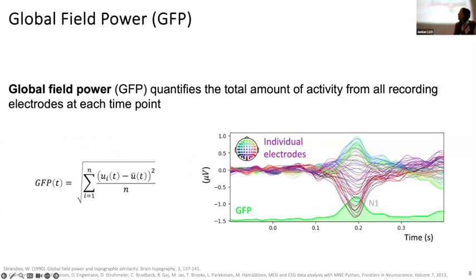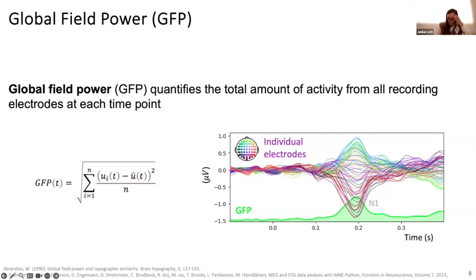So just two words about the two main methods I will show you today. One of the methods we used for the EEG is called global field power. It's a summary measure that quantifies the total amount over all recording electrodes. From the mathematical point of view, it is the spatial standard deviation across electrodes. You can see an example here on the right of how the individual electrodes in the rainbow colors give rise to the GFP waveform in green.